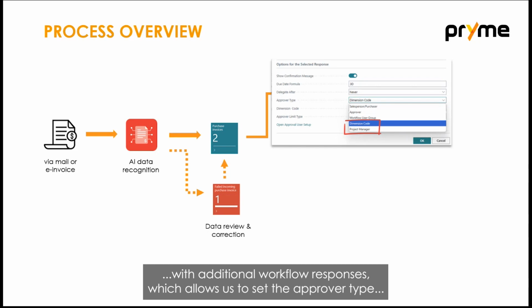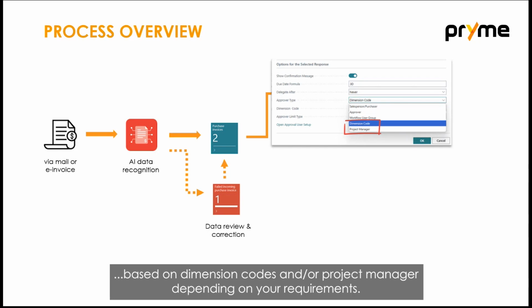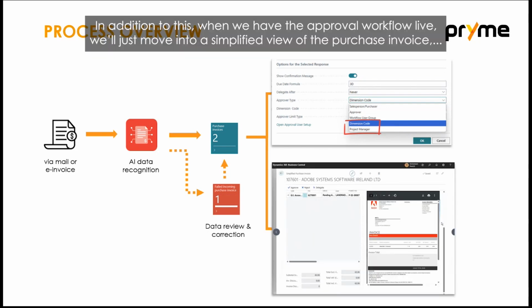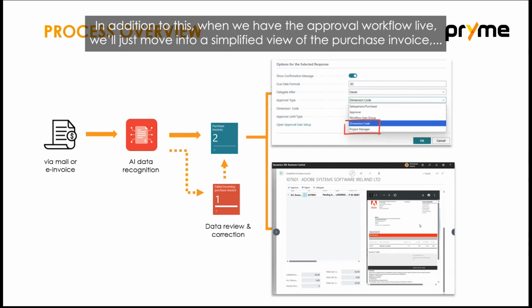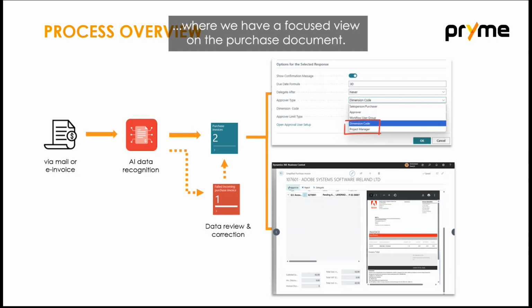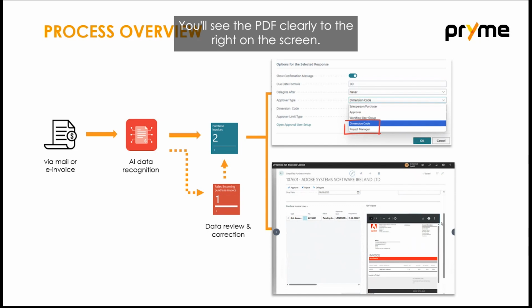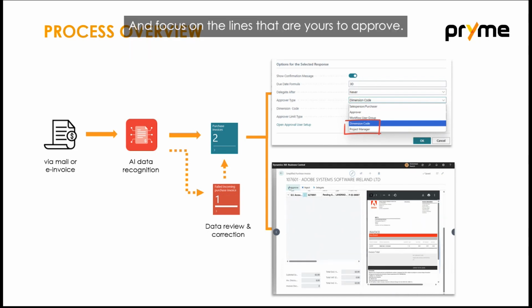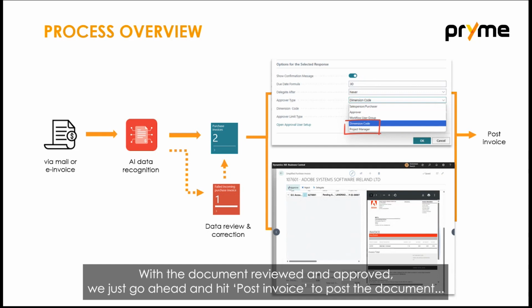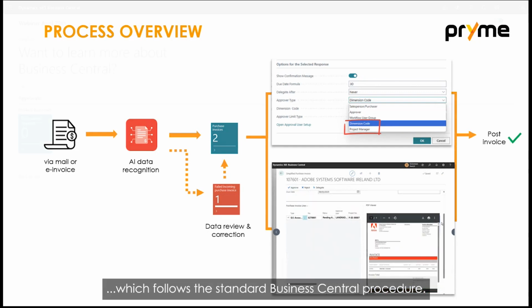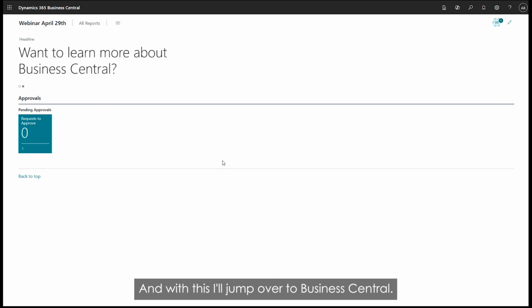When it's time for approval of the document, we have enhanced the approval workflows with additional workflow responses, which allow us to set the approver type based on dimension codes and/or project manager, depending on your requirements. When we have the approval workflow live, we move into a simplified view of the purchase invoice, with a focused view on the purchase document. You'll see the PDF clearly to the right on the screen and focus on the lines that are yours to approve. With the document reviewed and approved, we just hit post invoice to post the document, which follows the standard Business Central procedure. And with this, I'll jump over to Business Central.